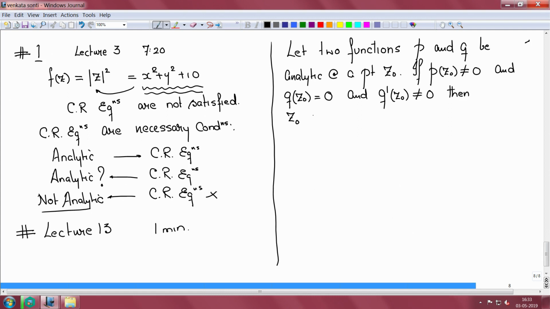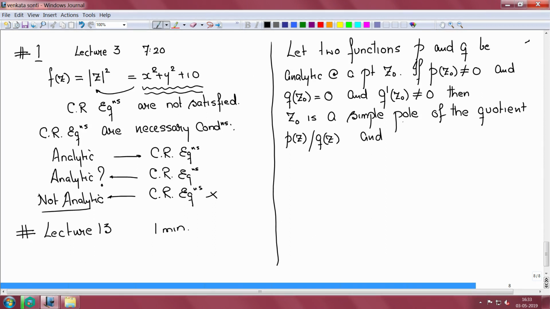z0 is a simple pole of the quotient P of z over Q of z, and here is the main thing, the residue of this quotient at z equal to z0 is equal to the numerator evaluated at z0 over the derivative of the denominator at z0. This is a very useful theorem.